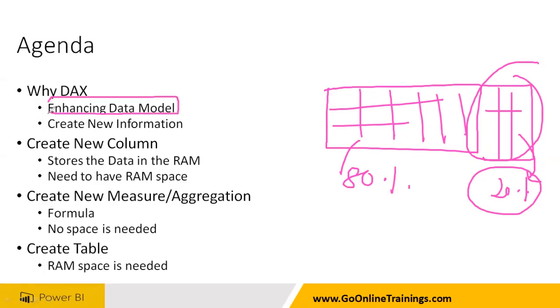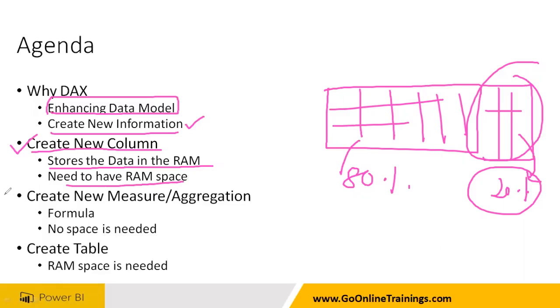So existing data is not sufficient. You need to create new information using existing information. So DAX can be implemented in three ways. One is to create a new column. That is one thing where it is going to be storing the data in the RAM, so you need to have RAM space. This is the disadvantage.